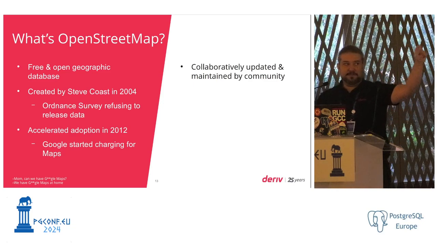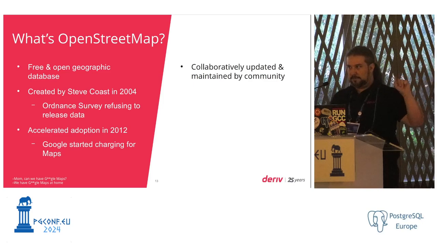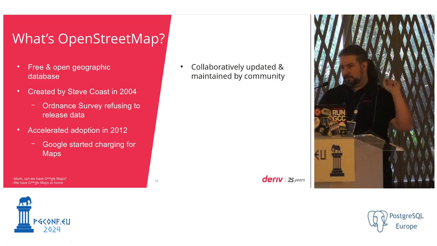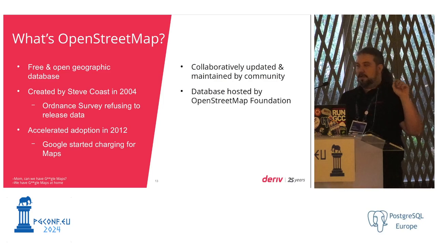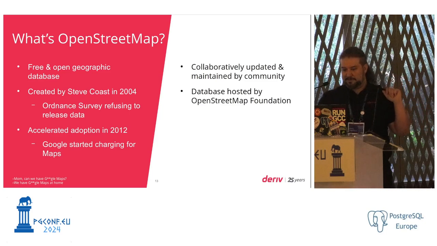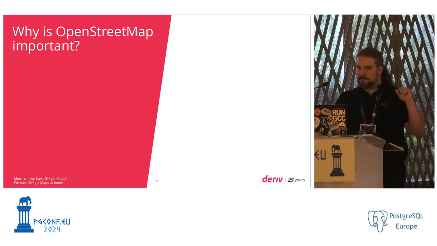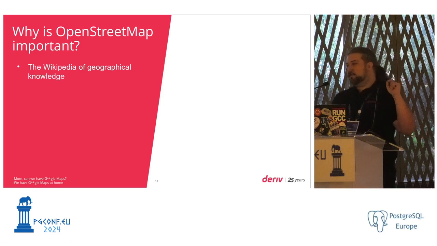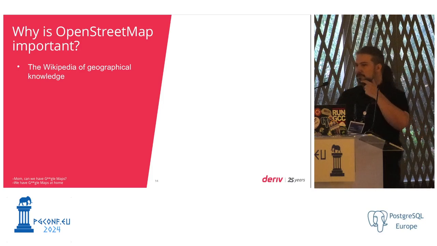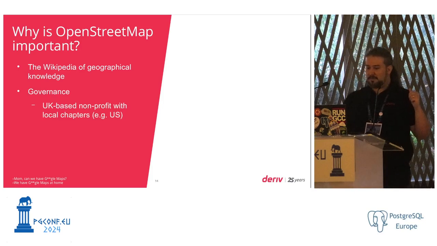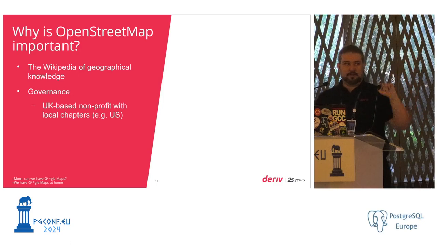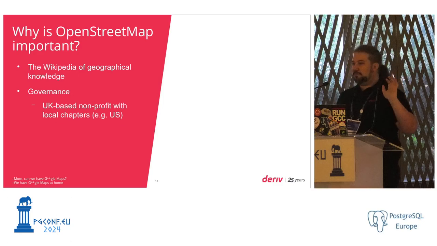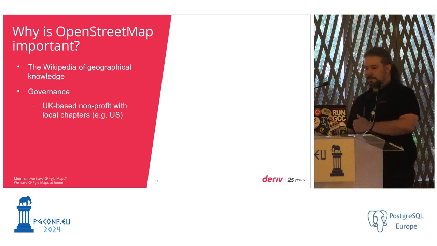Now, here's the really interesting part for me. It's collaboratively updated, OpenStreetMap, I mean. And it's maintained by the community. Its database is hosted by the OpenStreetMap Foundation. It is not controlled by any other entity. And this brings us to why OpenStreetMap is important. You can consider it the Wikipedia of geographical knowledge. I think that's a good analogy. And because of its governance. It is a UK-based nonprofit, but it has local chapters, like in the United States.